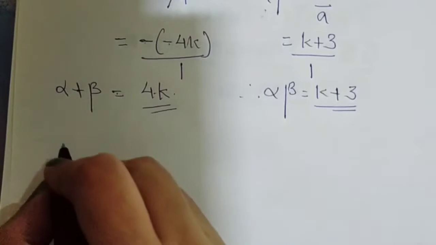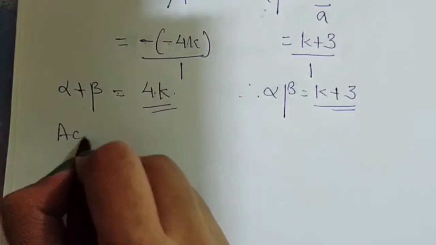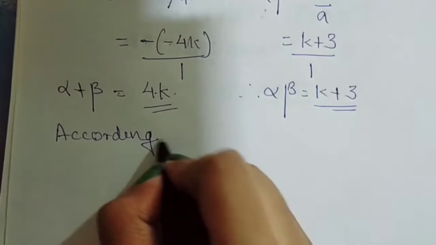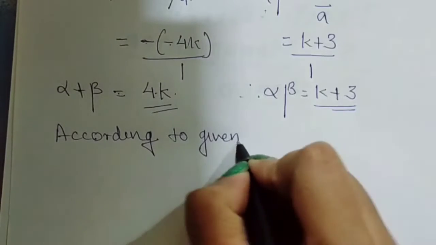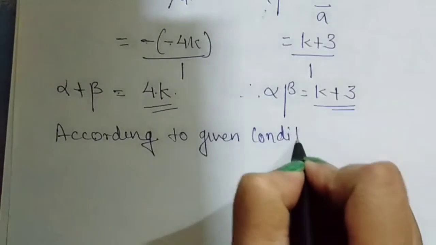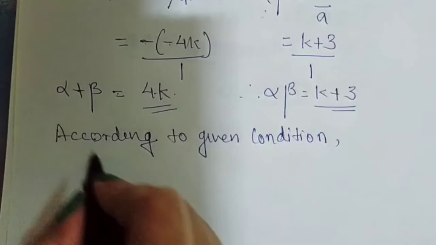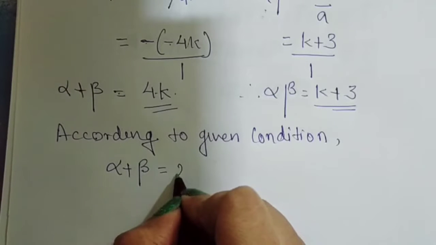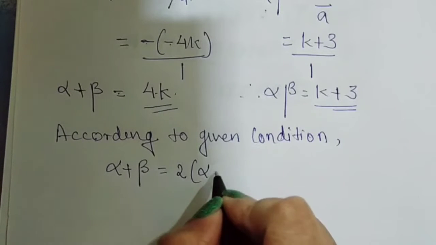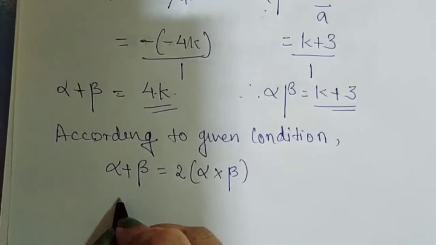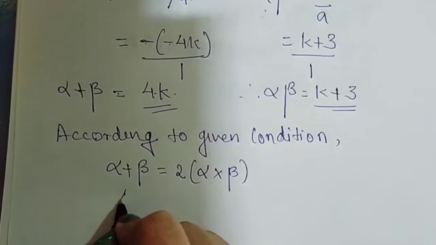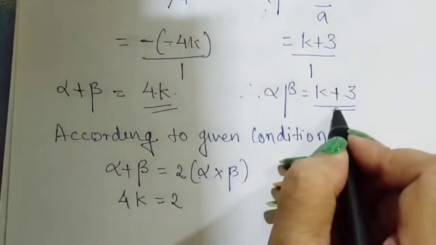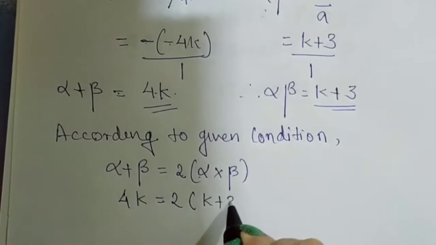Okay. Now this we have to include in the formula according to the given condition. Alpha plus beta equal to 2 alpha into beta. So here alpha plus beta we got 4k. This is 2 alpha into beta, that is our k plus 3.